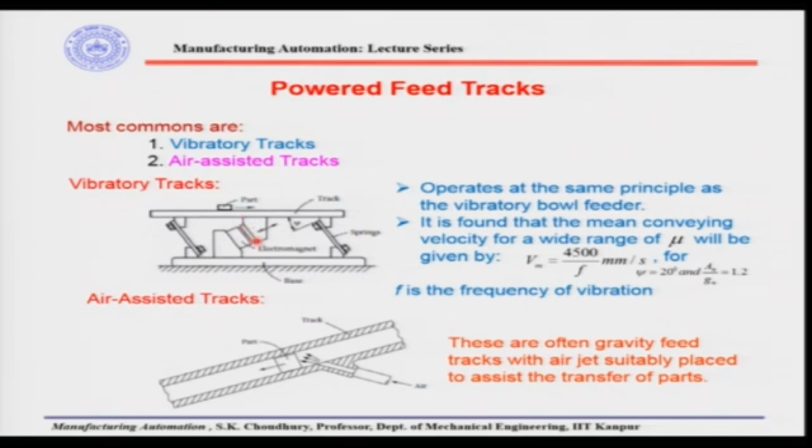Now, the track has a base which is given a vibration by the electromagnet, which is mounted at the base of the vibratory track. The track and the base are connected to each other with springs, and those springs are similar to the suspension springs that we have seen in the vibratory ball feeder. When the electromagnet imparts the vibration, there will be two types of vibration: one is the vertical linear, and one is the torsional vibration.